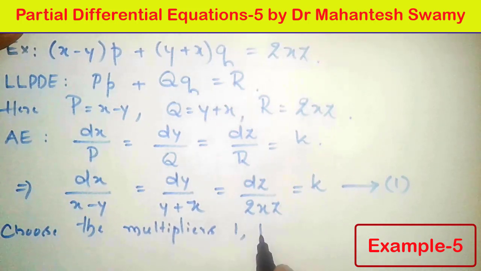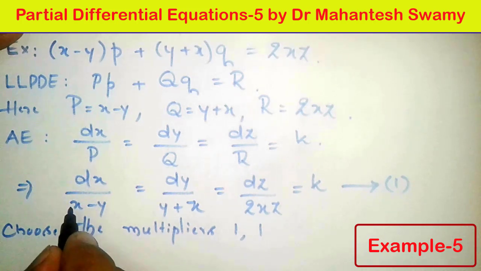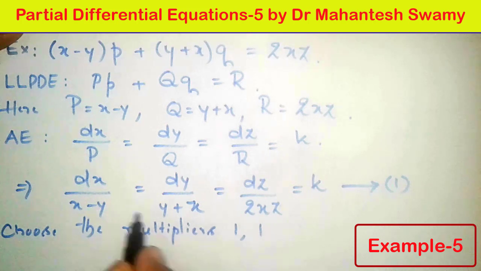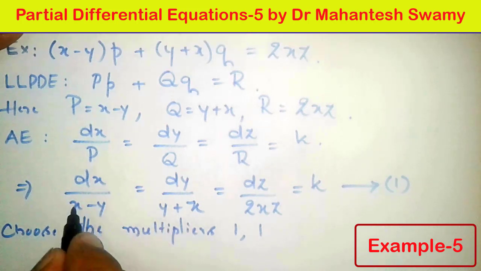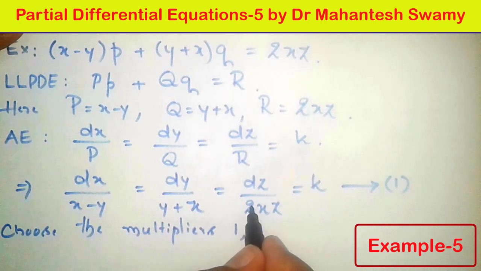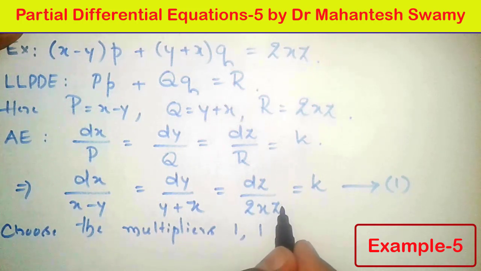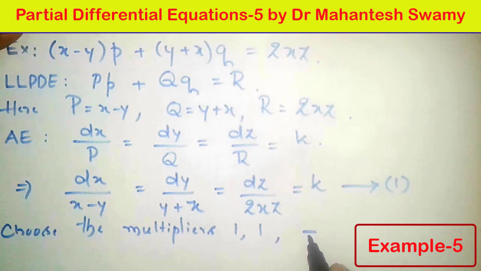For the first two, the multipliers are 1 and 1. Nothing should be done, just adding the terms together. So x plus x is 2x, plus y minus y cancel, so only 2x is remaining here. From the third, we want to get rid of this z, therefore let us divide by z. So 1 by z should be the multiplier, and we want to have the opposite sign, that is minus. So minus 1 by z will be the third multiplier.